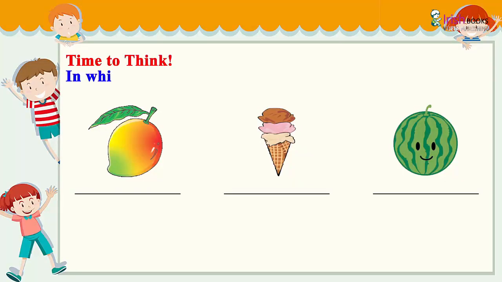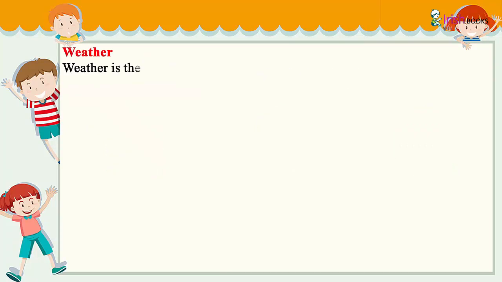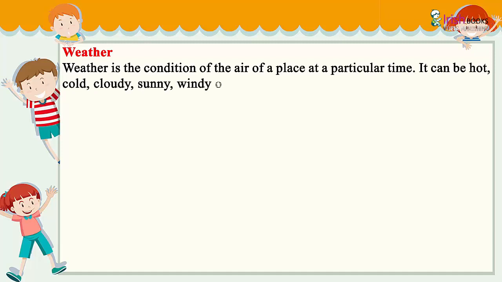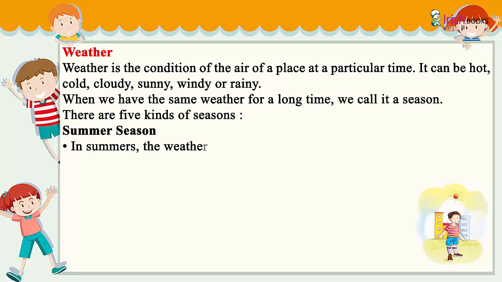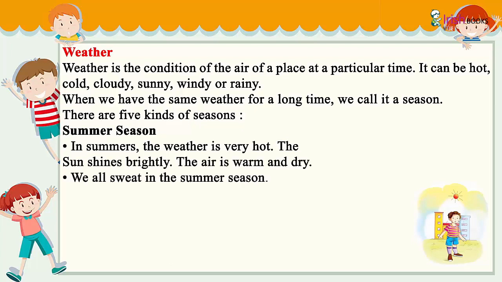Time to think. In which season do you eat the following? Weather is the condition of the air of a place at a particular time. It can be hot, cold, cloudy, sunny, windy or rainy. When we have the same weather for a long time, we call it a season. There are 5 kinds of seasons.